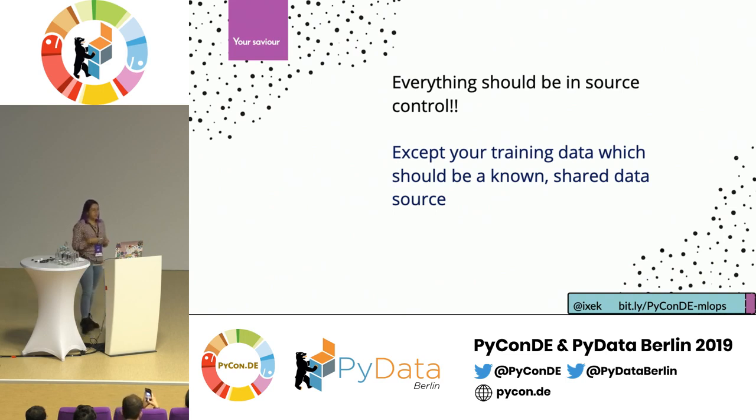Except your training data. Your training data, version control or Git is not intended for version controlling large data sets. And also keep in mind that all your training data, your raw data, should be a shared data source that everyone in your team could access. And very important, your raw data should not be changed. It should be immutable. You don't touch it. Not with a stick, with nothing. Your raw data is there for a reason.